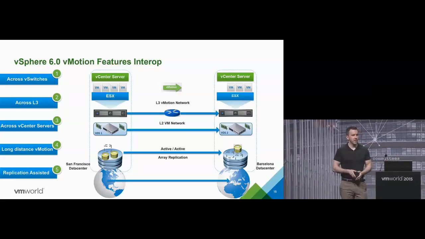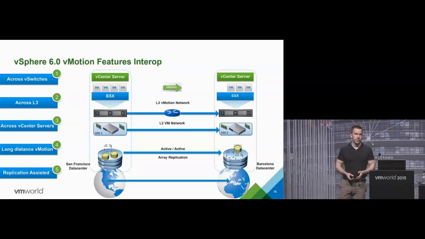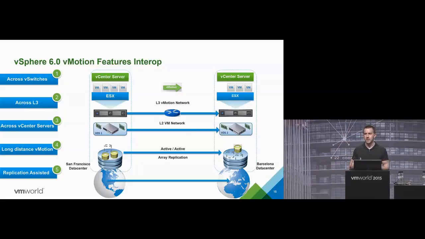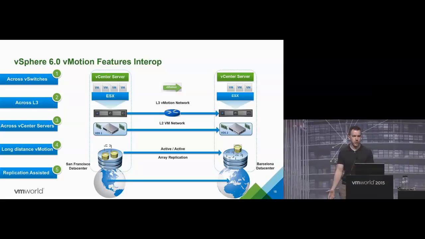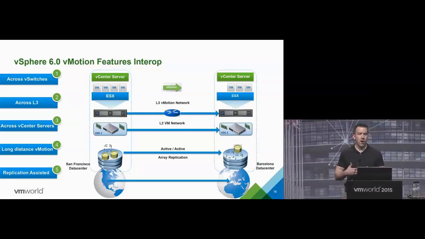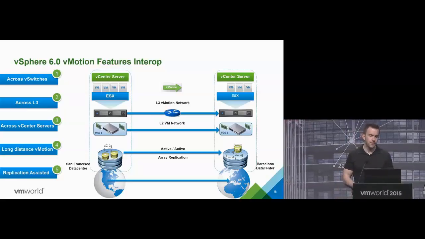Long-distance vMotion implies lots of very interesting things, right? As we said, this was really the journey to vMotion anywhere. Along the way, with something like long-distance vMotion, you have to be able to vMotion across vSwitches, because a DVS can only span a single vCenter. So if you're vMotioning across different sites, you're vMotioning across different vCenters, different switches, certainly across vMotion network L3s. All of these things come into play, and all of these things are supported in vSphere 6.0.